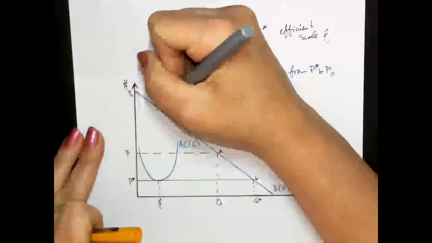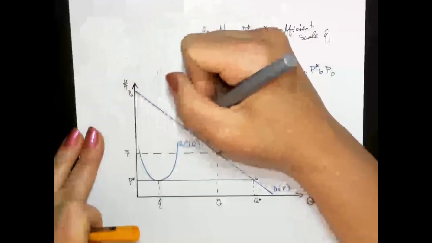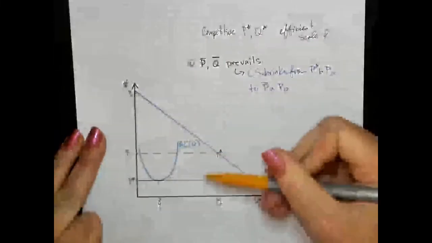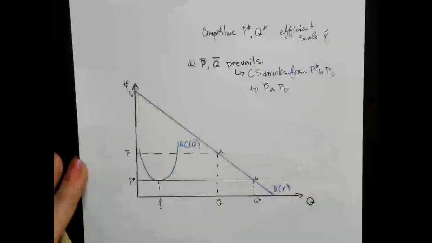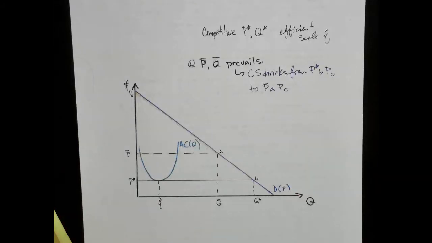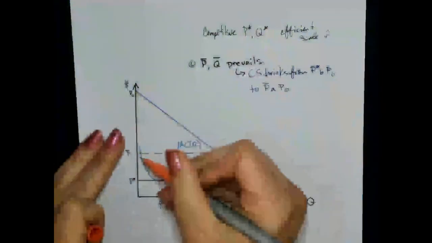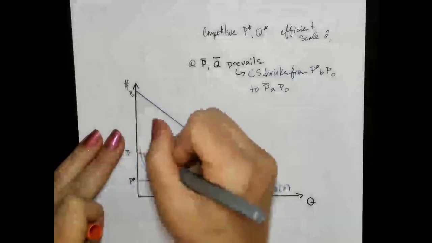So now our consumer surplus is just this smaller triangle here. You don't have to draw it. You can just say that the consumer surplus shrinks as a result of the higher price and the lower quantity demanded. The lost consumer surplus is this area here, right?